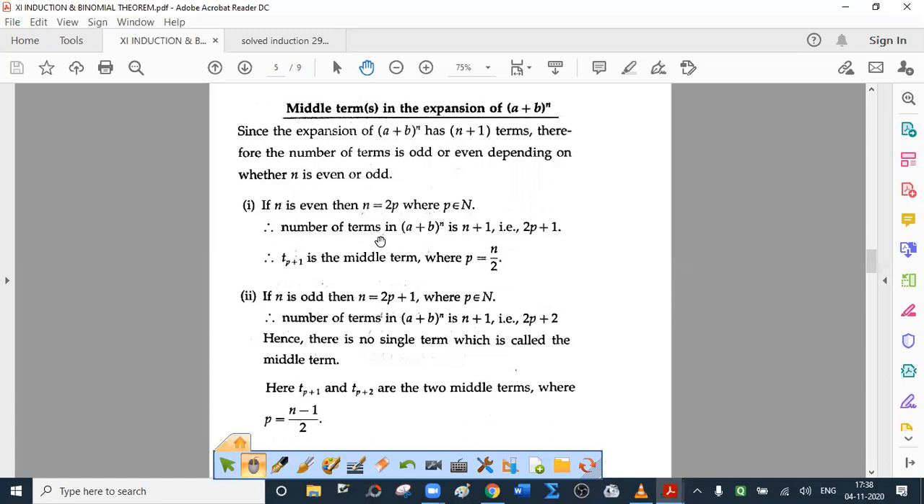Actually, there is no need to remember this because if the index is given, then we can directly say that yes, this is the middle term. Okay. So this is given in the textbook and that is why I have mentioned this.